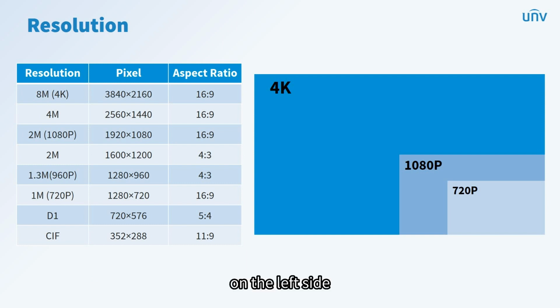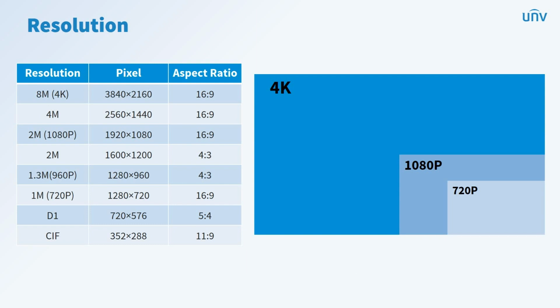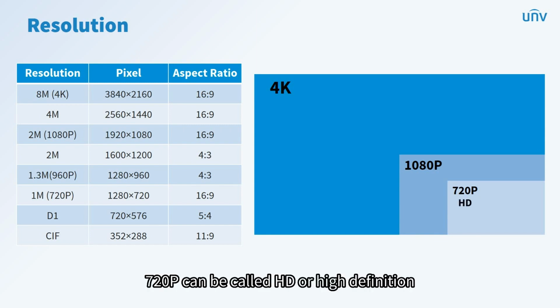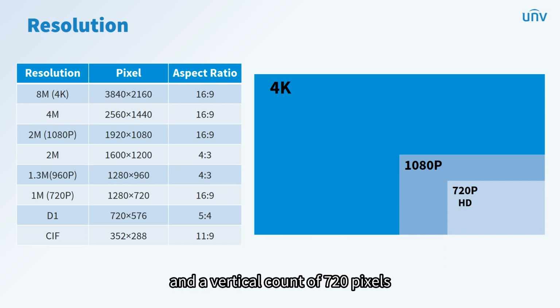On the left side, there are many different resolutions, varying in pixel and aspect ratio. On the right side, some typical resolutions are being shown. 720p can be called HD or high definition. This resolution has a horizontal count of 1280 pixels and a vertical count of 720 pixels, for a grand total of almost 1 megapixels at a 16:9 aspect ratio.